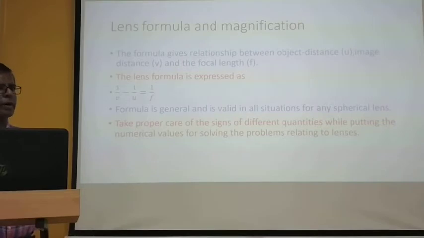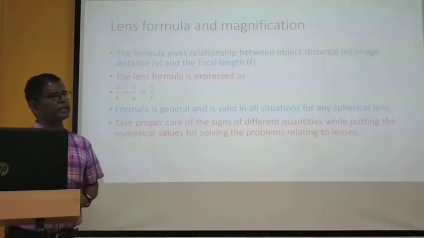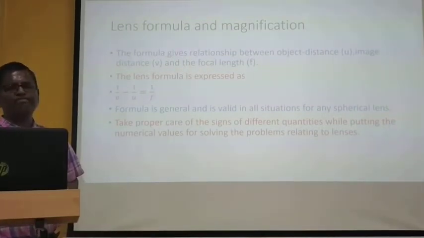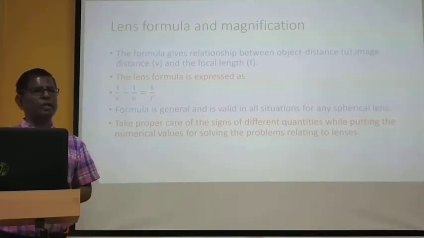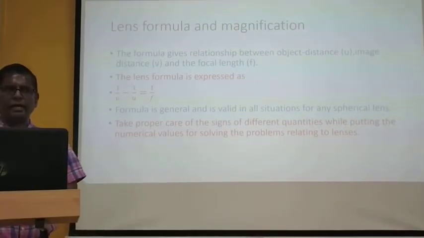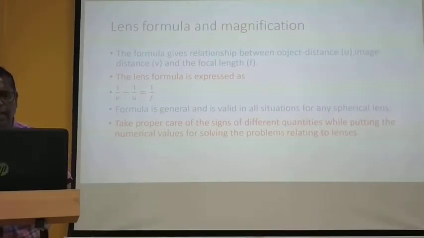The only important point is you have to take care of the sign of different quantities, as we have seen in case of a mirror. So while solving the numerical problem, you have to ensure that the sign of focal length is correct, the sign of the object distance is correct, and the sign of magnification is also correct.